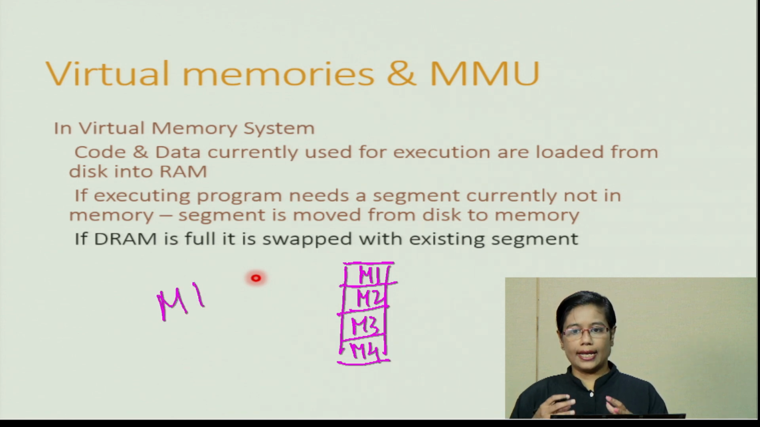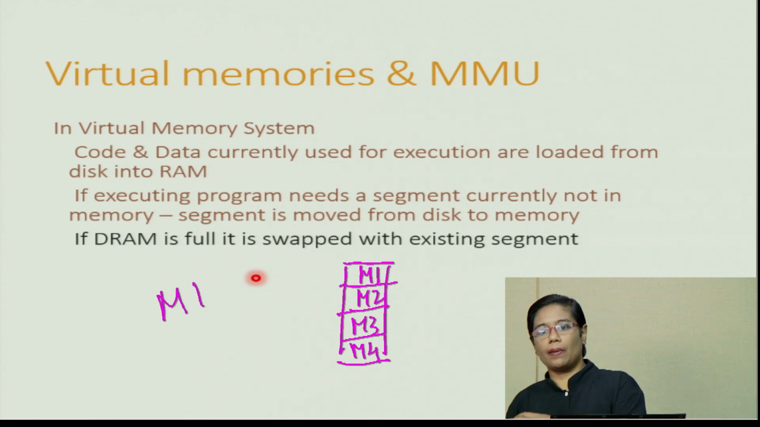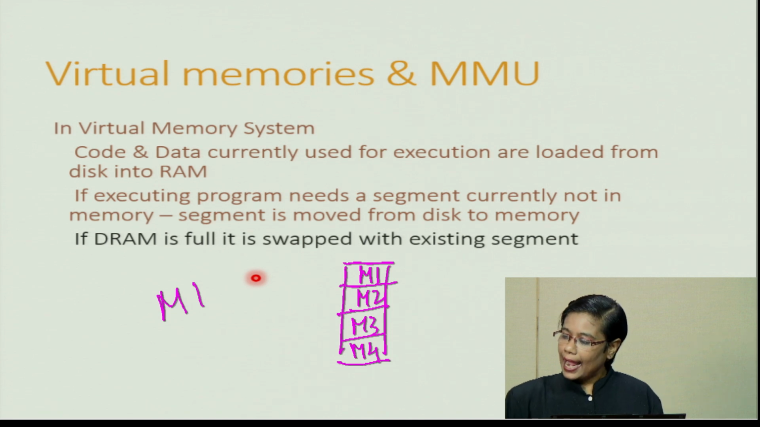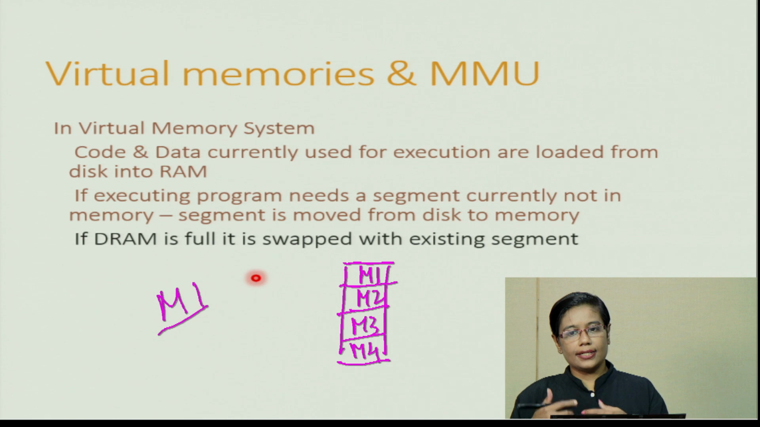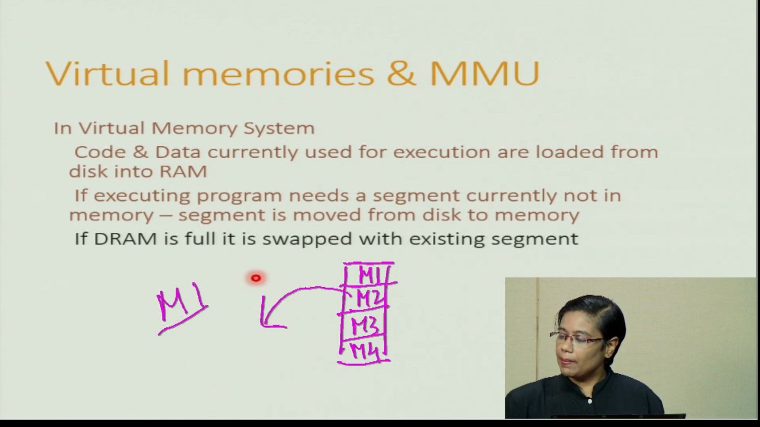So while M1 is executing, M1 will be transferred from the secondary memory to the primary memory, and it will be executing. At the end of module 1, the processor will realize that it needs M2. So when it needs M2, that particular segment will be transferred from the secondary memory to the primary memory.